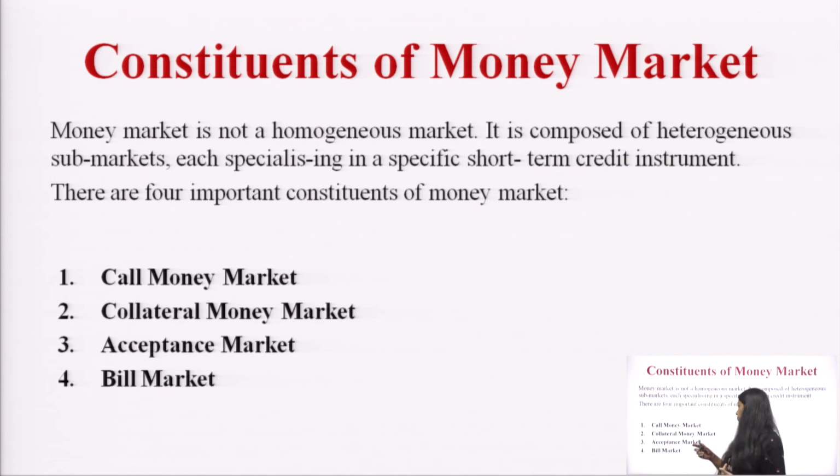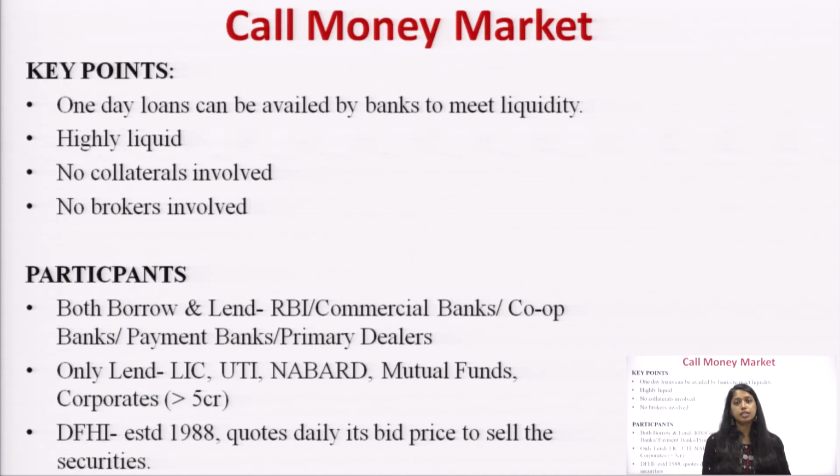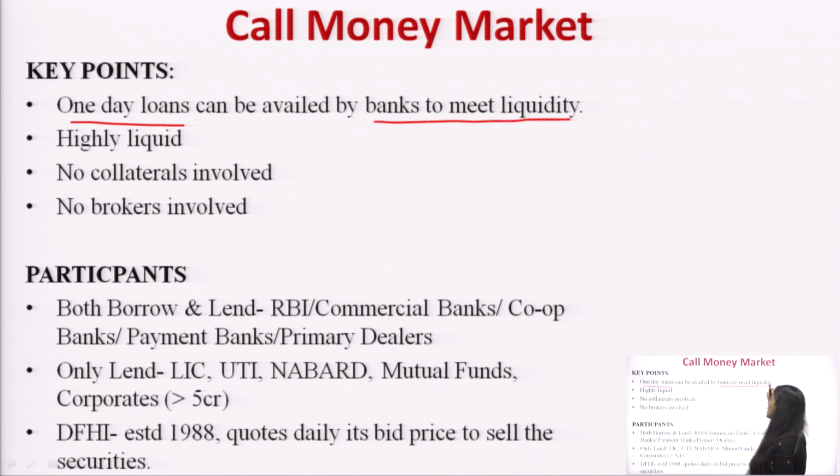So, the money market is a heterogeneous market, and these are the 4 important constituents of it. First is the call money market. So, what is a call money market? Call money market is anything that you ask on a call. Call means whenever you need funds. So, this is a market which deals with one day loans only. It can be availed by banks to meet liquidity.